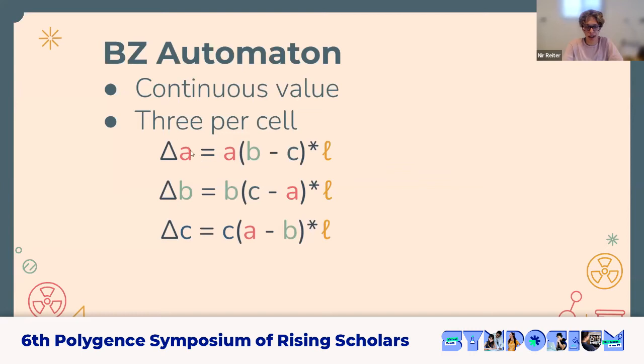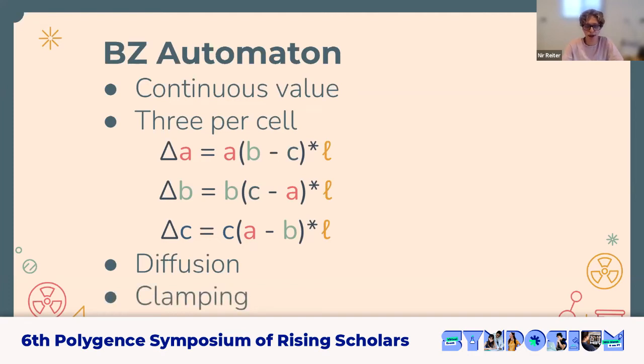Net change in A equals amount produced from B minus the amount converted to C, all times the amount of A already present. The fact that A influences how much more A is produced is self-catalyzation. Every generation before applying these equations, I average the cell and its 8 neighbors to simulate diffusion, and afterwards I clamp the values to make sure they stay positive.